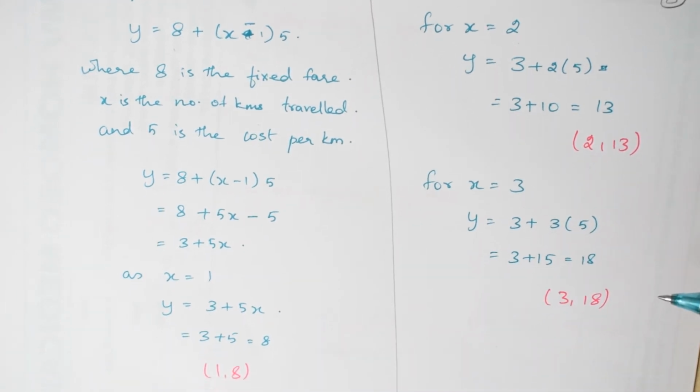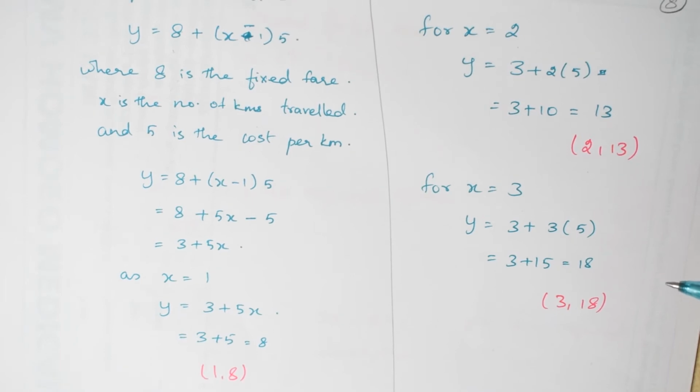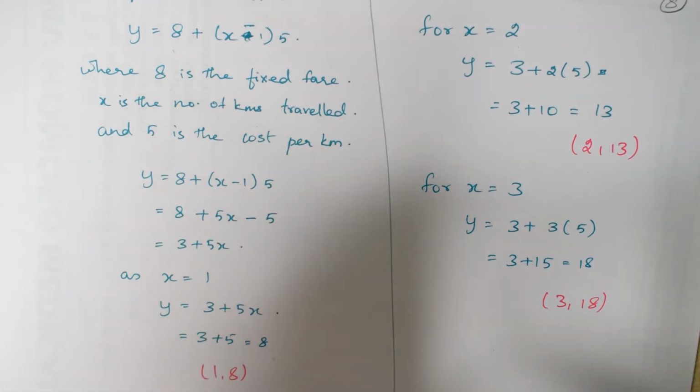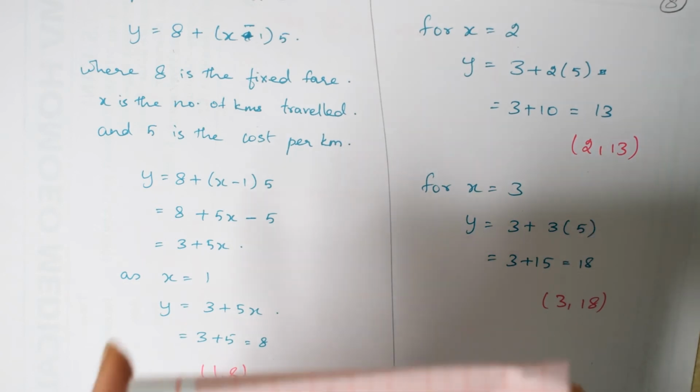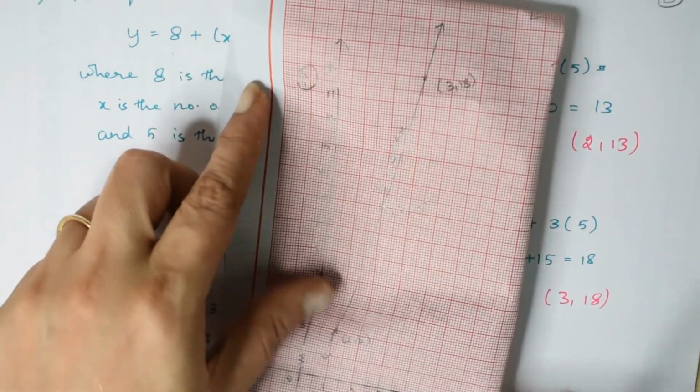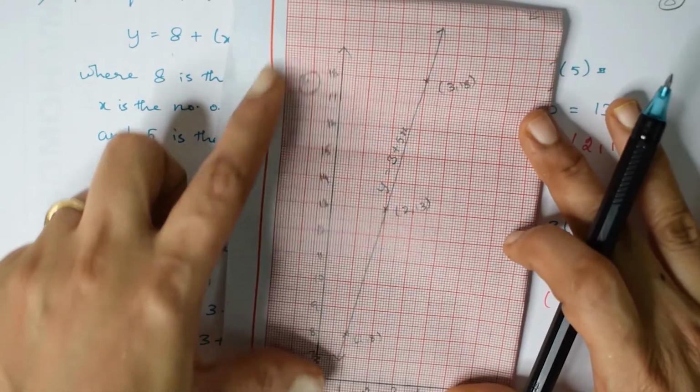Usually 2 points itself we can draw a straight line, but better to be on the safer side, I have taken 3 points. I have not taken a negative number because while traveling we can't travel minus 1 kilometer, right? So I have taken all positive numbers here. And so when we draw it on a graph, this is the required graph.